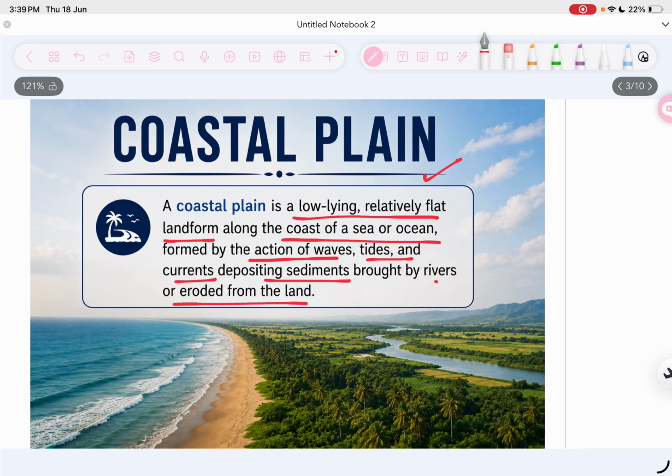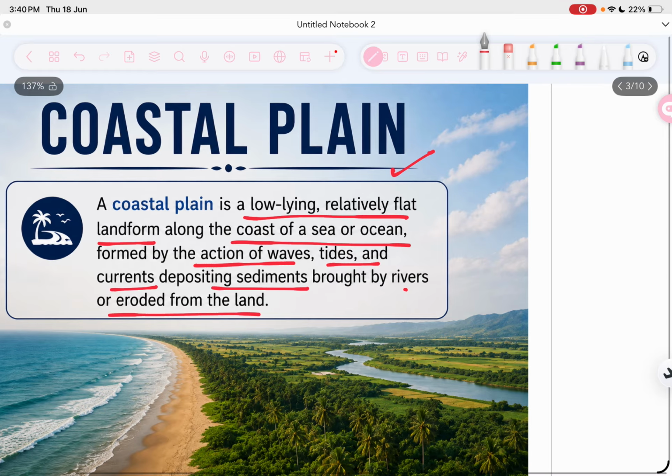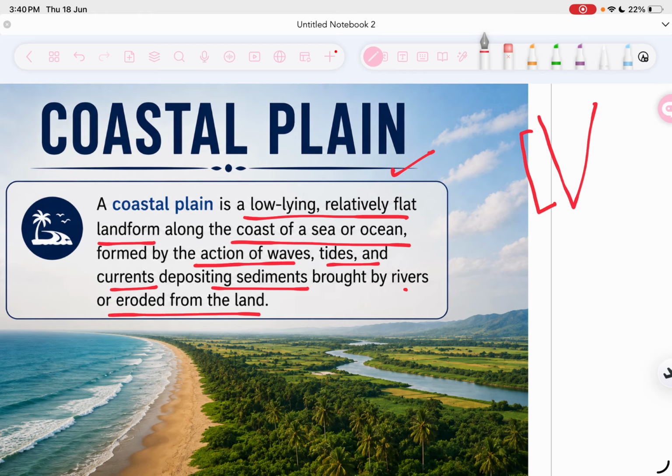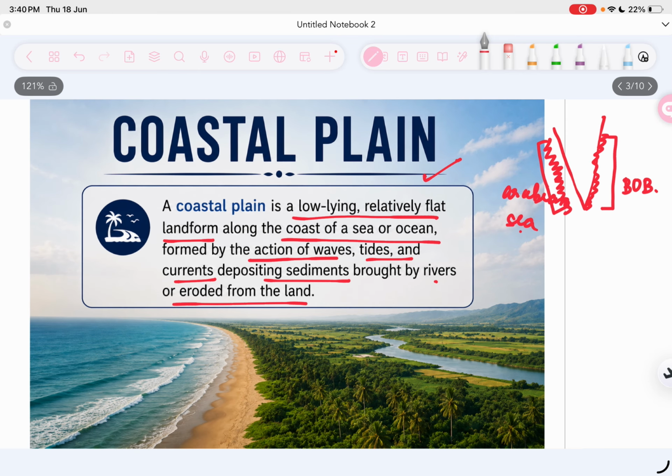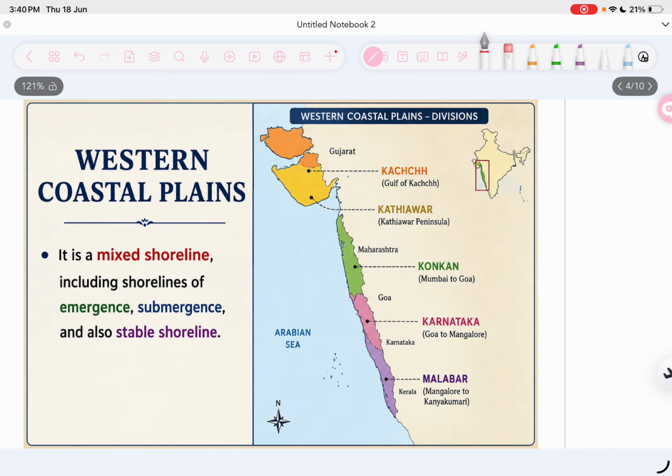Now in the case of India, we have to look into two types of coastal plains. Here we have the western coastal plains and here we have the eastern coastal plains. This area is lying close to the Arabian Sea and this area is lying close to the Bay of Bengal. Thus there are two coastal plains in India, western and eastern.